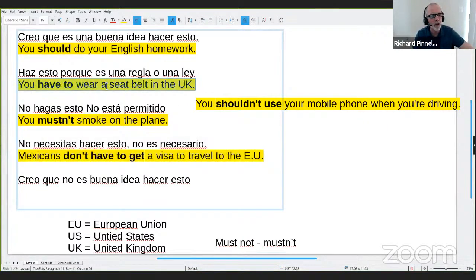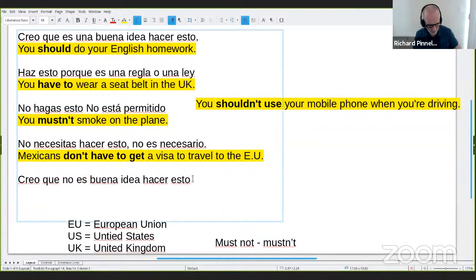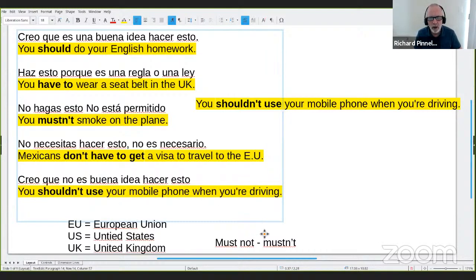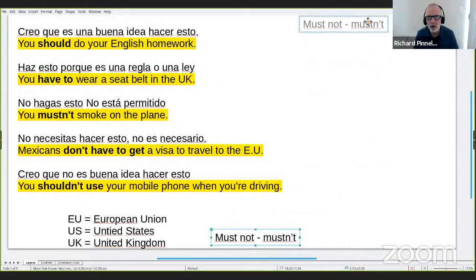So, en el positivo, have to, si yo digo, Mexicans have to get a visa to travel to the U.S., eso es obligación. Pero el negativo, don't have to get a visa to travel to the European Union, no es necesario, pero si lo quieren, pueden. Y finalmente, el último obviamente es muy fácil porque solo tenemos una opción que queda. Creo que no es buena idea hacer esto. Y eso es should plus not, que usamos la contracción, y es shouldn't.